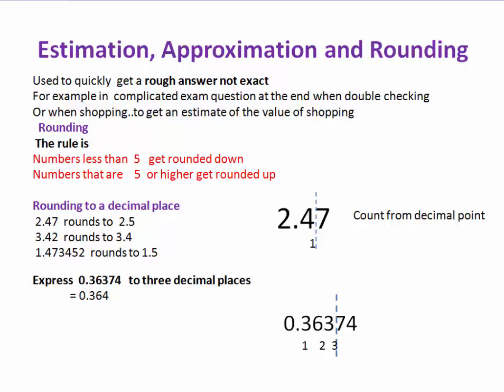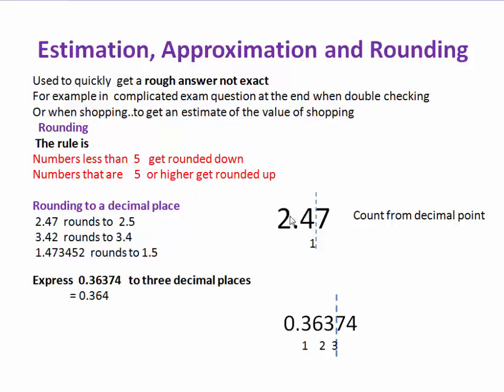Or when we're out shopping and we want to get a rough estimate of the value of the shopping we've done, we'd use approximation and then tot it all up and make sure that we've been charged the right amount. So the rule in rounding is that if we've got numbers less than 5, it gets rounded down. Numbers that are 5 or higher get rounded up. So let's just go through that rule.